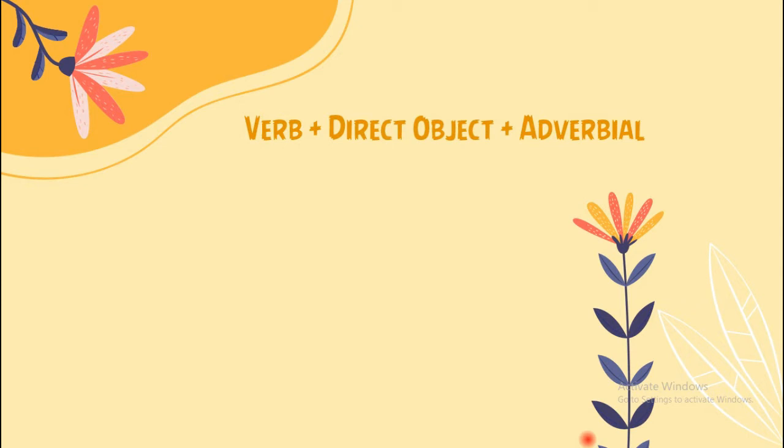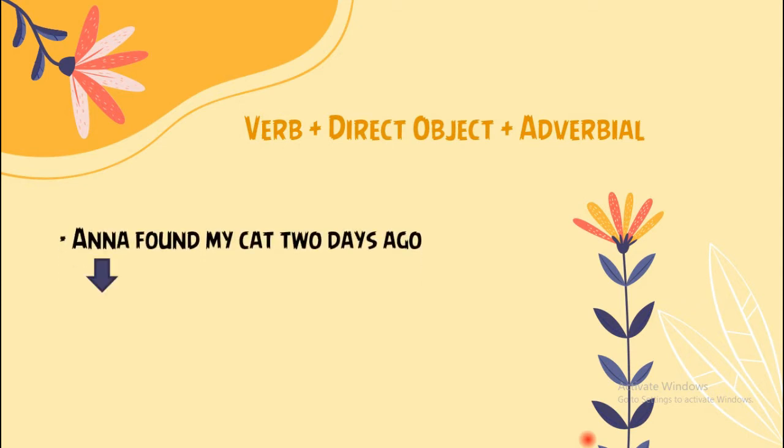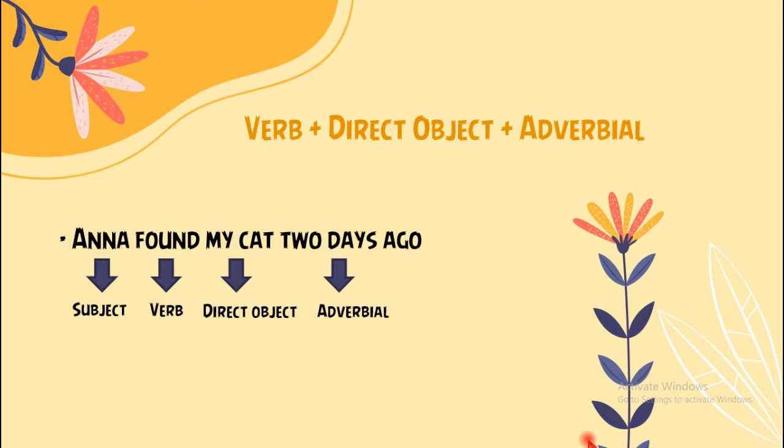And last, I'm going to show you an example of a sentence that consists of verb, direct object, and adverbial. Let's see. Anna found my cat 2 days ago. Anna is the subject, found is the verb, my cat is the direct object, 2 days ago is the adverbial.